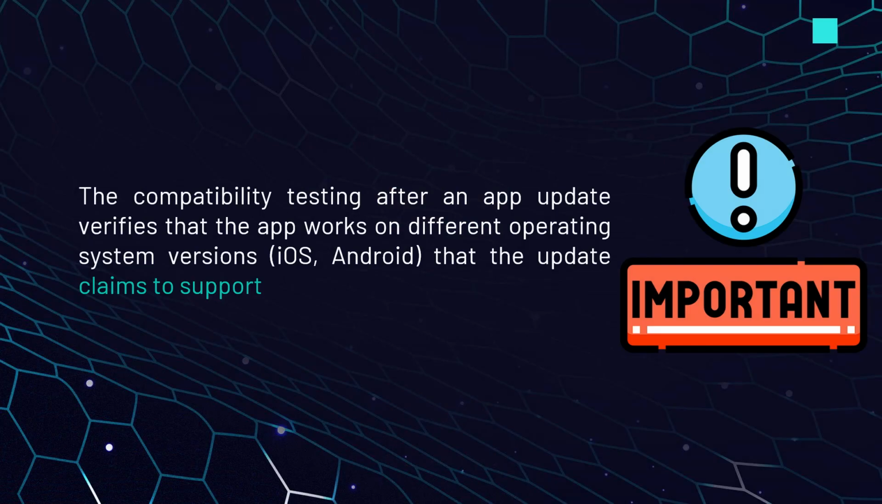Mobile apps need to be compatible with various devices, operating systems, and screen sizes. The compatibility testing after an app update verifies that the app works on different operating system versions, iOS and Android, that the update claims to support.